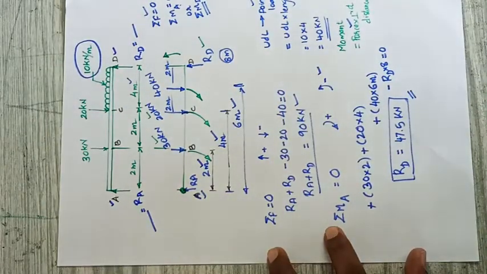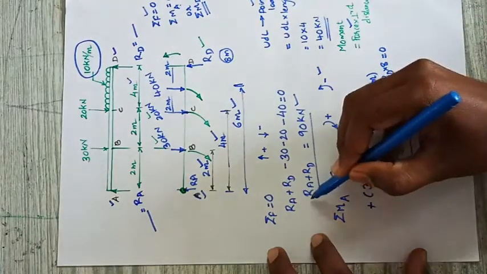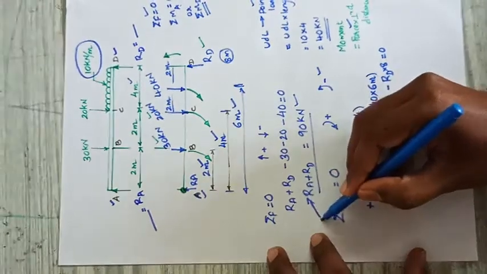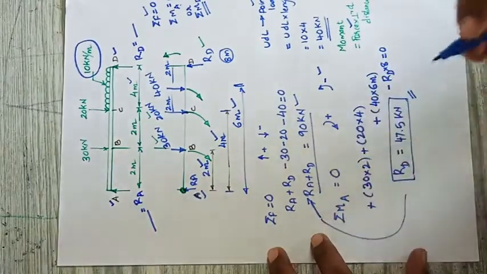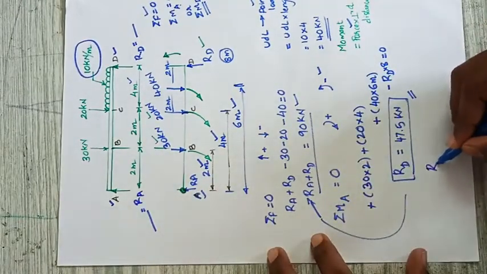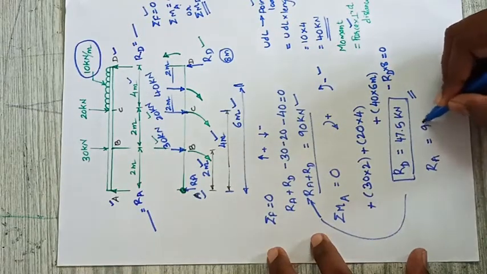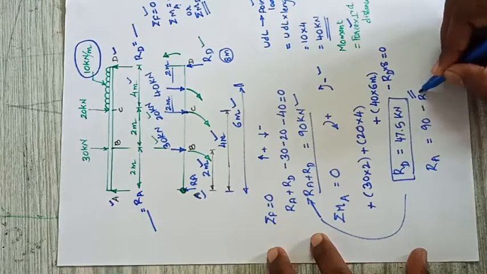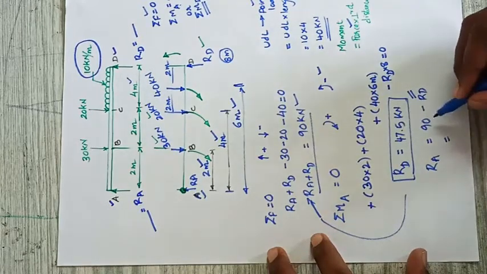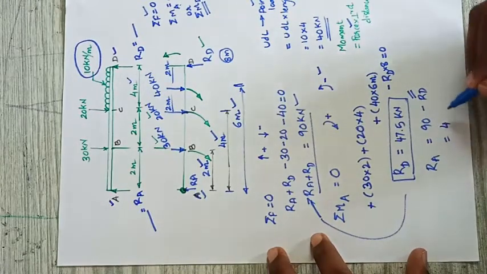The next step is that we want to find the reaction at A. Again we will use this equation and substitute RD in this. So finally we will have RA equal to 90 minus RD. So the answer is 42.5 kilonewton.